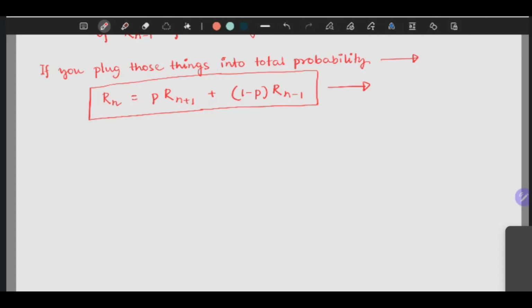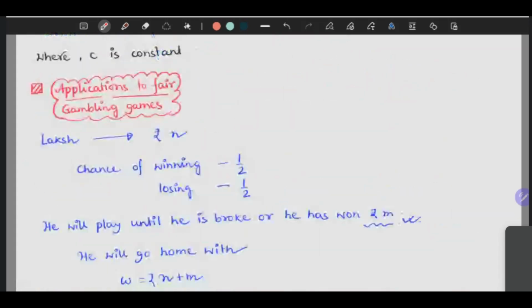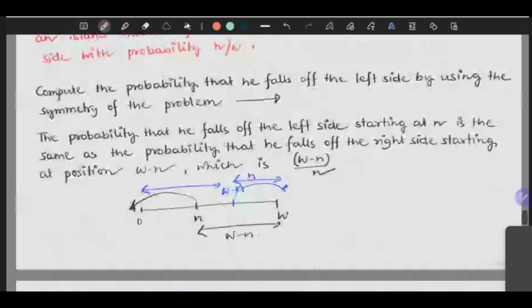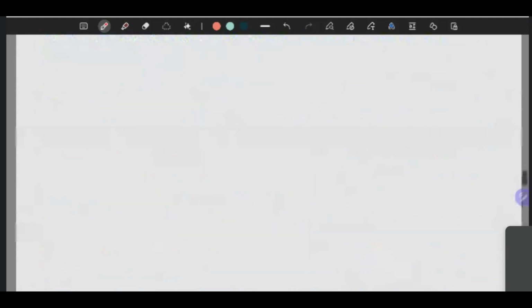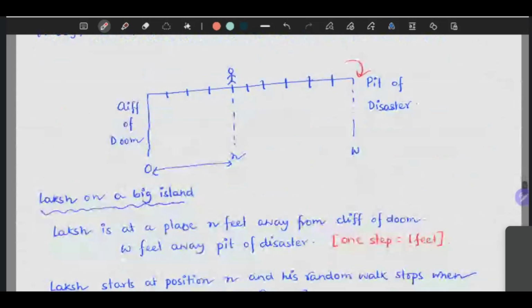Okay. So we'll solve this recursion relation. Remember what we are doing here. We analyzed a problem where there is a lad who can hop around on some land of finite width, and we first saw the probability that he will reach this point, that he will fall into the pit of disaster.